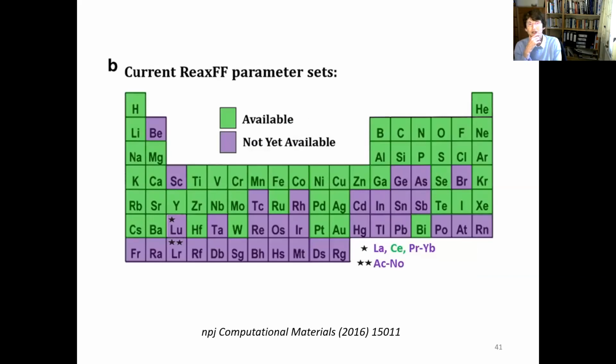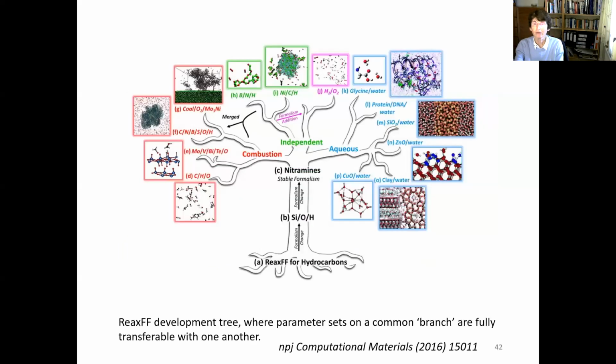So as of 2016, there were ReaxFF parameter sets for all these atoms. So the majority of the ones that anybody interested in modeling should be able to find a parameter set for. This has probably been updated. I haven't looked to see whether there's more added. But the point is that whatever you want to do, it is highly likely to have a ReaxFF parameter set for it. And that's a good thing, because you wouldn't want to have to derive them.